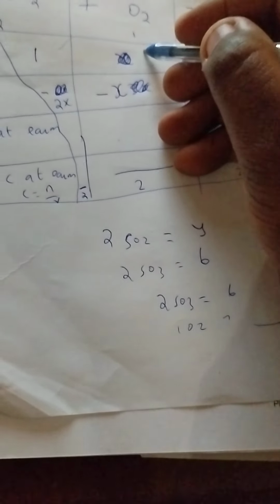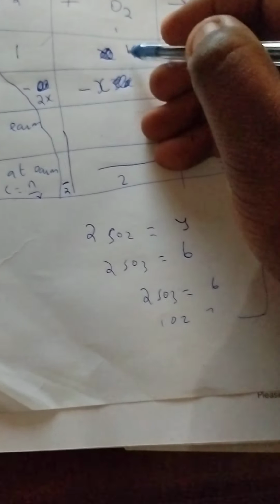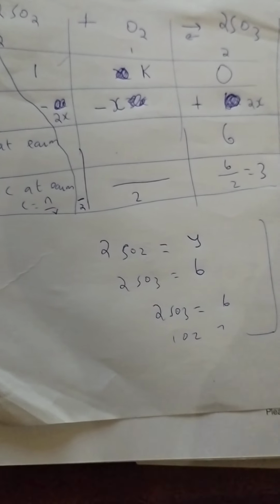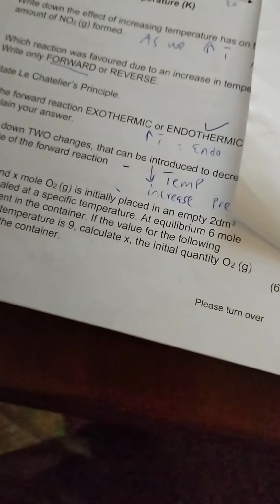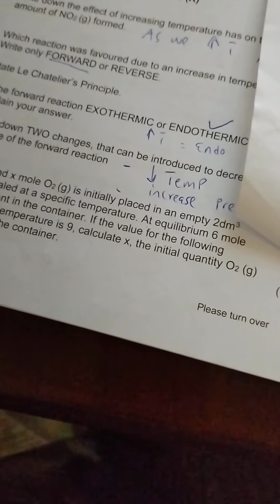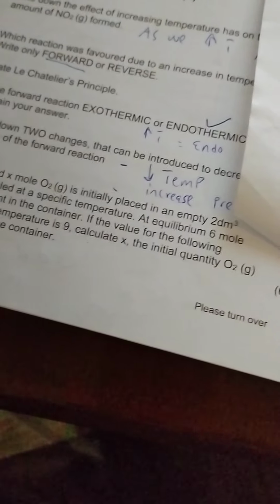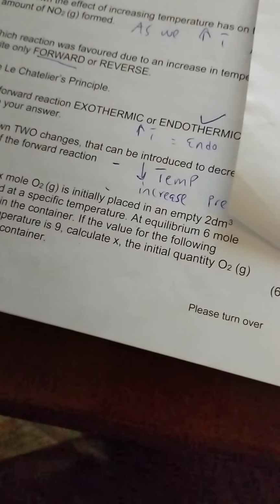But if I'm having an x here, I can't have the same letter. Let me just use my name. I'm going to put it as K. K is my initial. So meaning, now we need to look at moles at equilibrium. Do I have anything that can help us with the moles at equilibrium? So far, we are getting nothing that can help us.